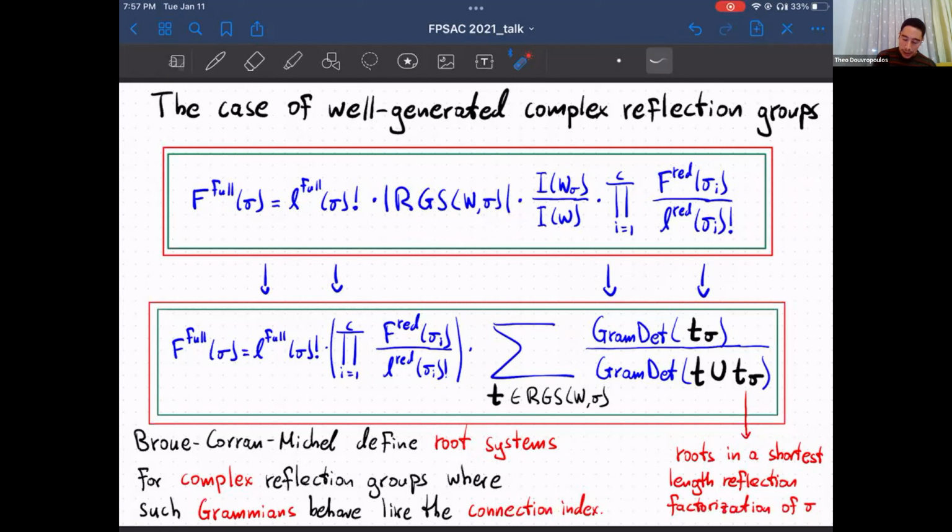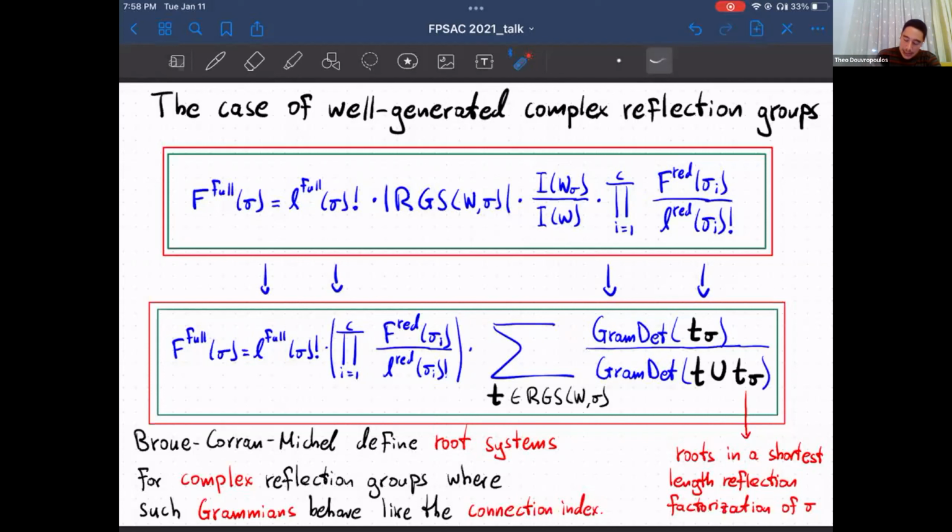The true formula has this object becoming a summation. So instead of just adding the index of one group over another, for each relative generating set, we calculate the quotient of two Gramian determinants. Now, for experts, it's clear that the connection index can be realized as a Gramian determinant with associated roots. But in complex reflection groups, these Gramian determinants are complex numbers. They're not integers. And somehow magically, when you add them together, they become integers and they count something.